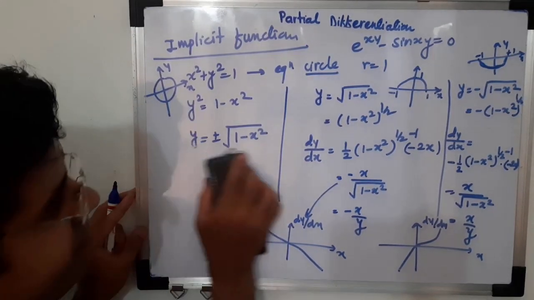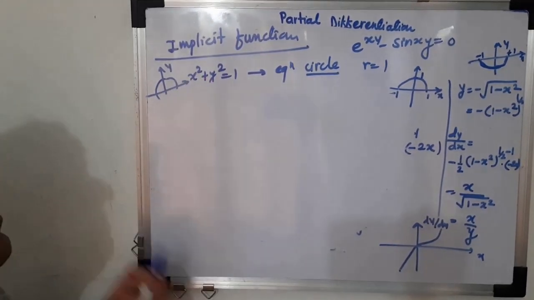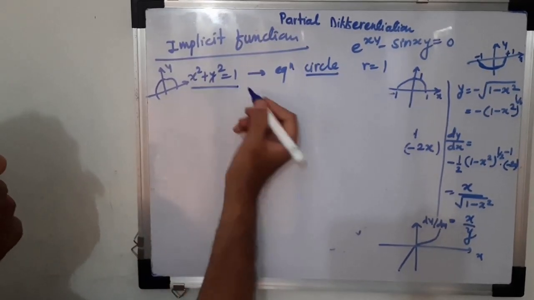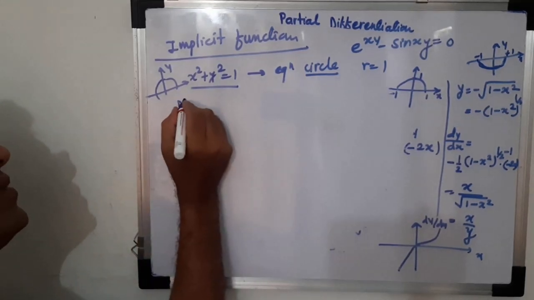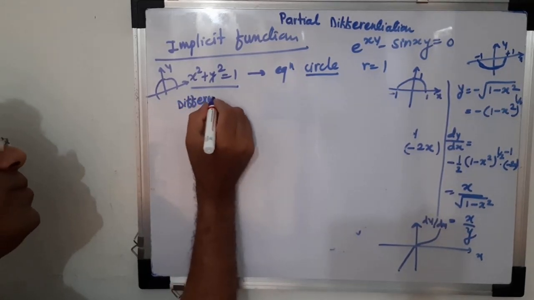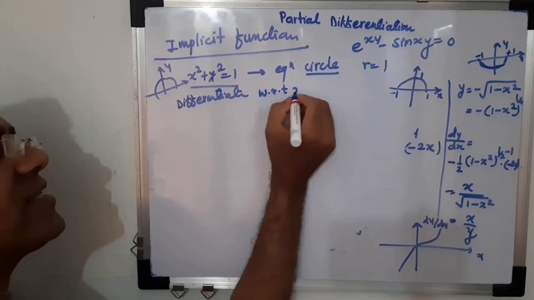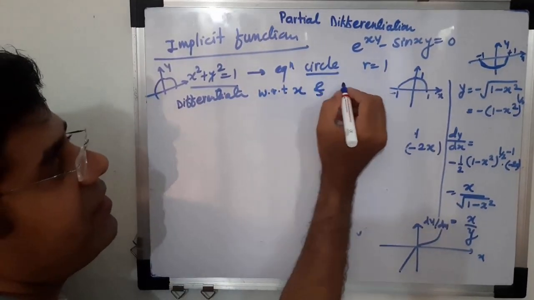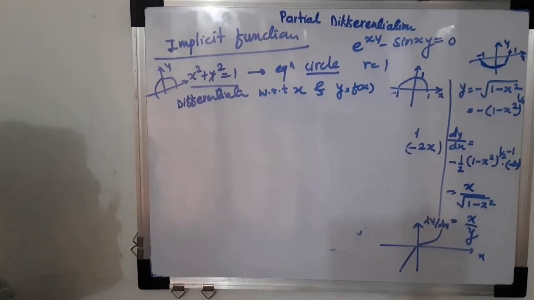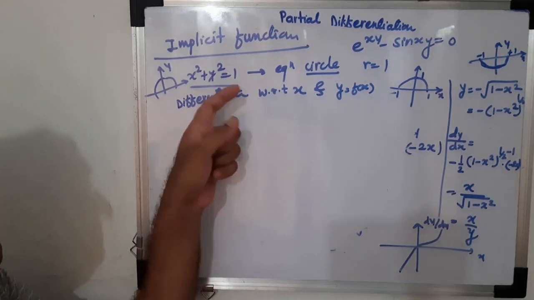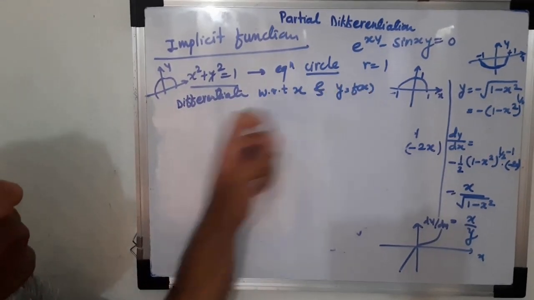In this case, I can take this as my function: x square plus y square equal to 1. I will differentiate with respect to x, and y is a function of your x. So differentiate the given equation with respect to x, where y is a function of x.